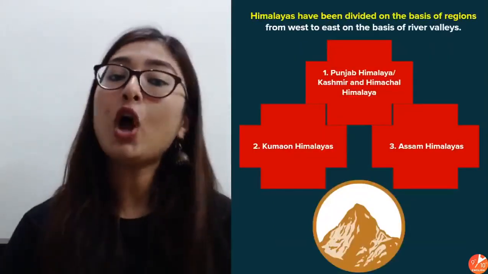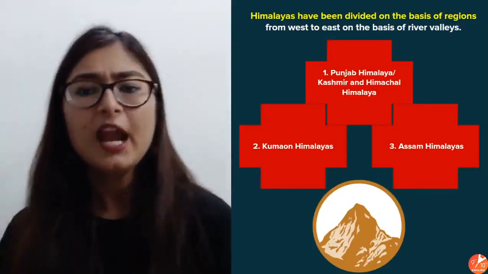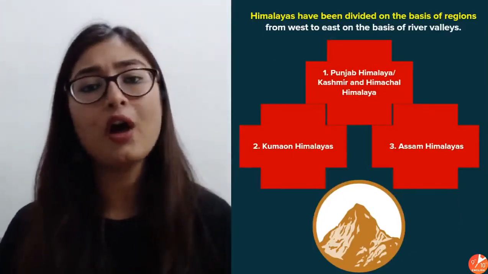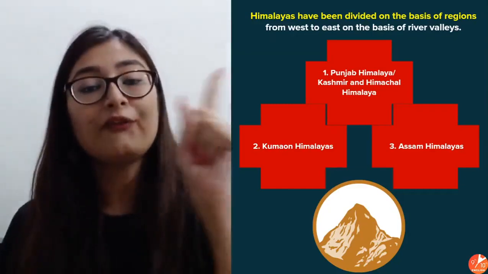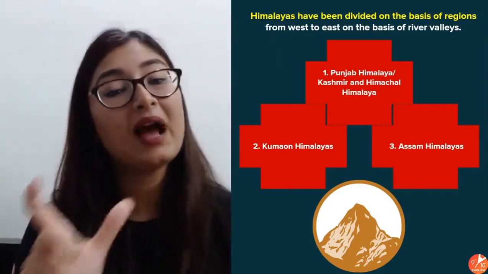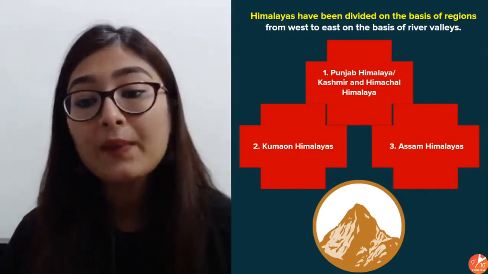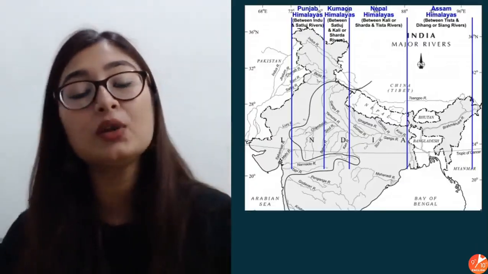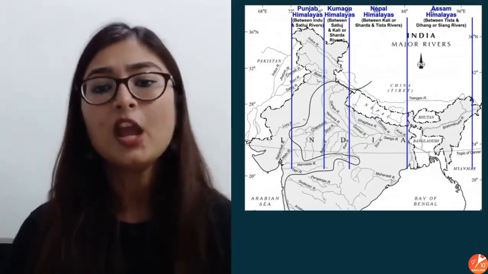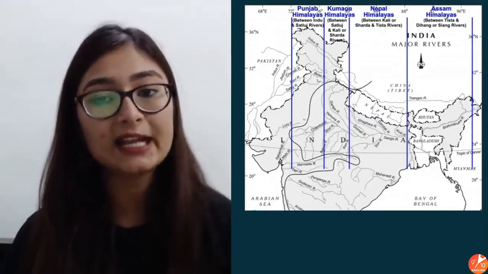Then let's quickly talk about the division of the Himalayas when we move from west to east. It's mostly done on the basis of the states that constitute it. The first one is the Punjab Himalayas, or you can say Kashmir and Himachal Himalayas. The second one is the Kumaon Himalayas, and the third one is the Assam Himalayas. Let's quickly have a look at it on the maps. You can take a screenshot of this map, guys, of this slide. It will help you understand.